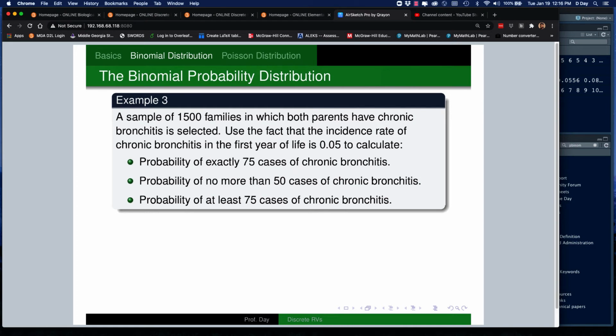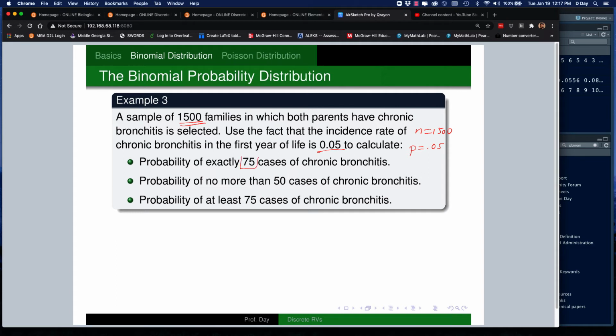So here we go. I have a sample of 1,500 families. That value is going to be my n. These are families where both parents have chronic bronchitis. We're going to use the fact that the incidence rate of chronic bronchitis in the first year of life is 0.05. So that's our p-value, our probability of success. Not quite successful, we don't want anybody to have that, but people get it. The probability of exactly 75 cases of chronic bronchitis is what we want to find first.